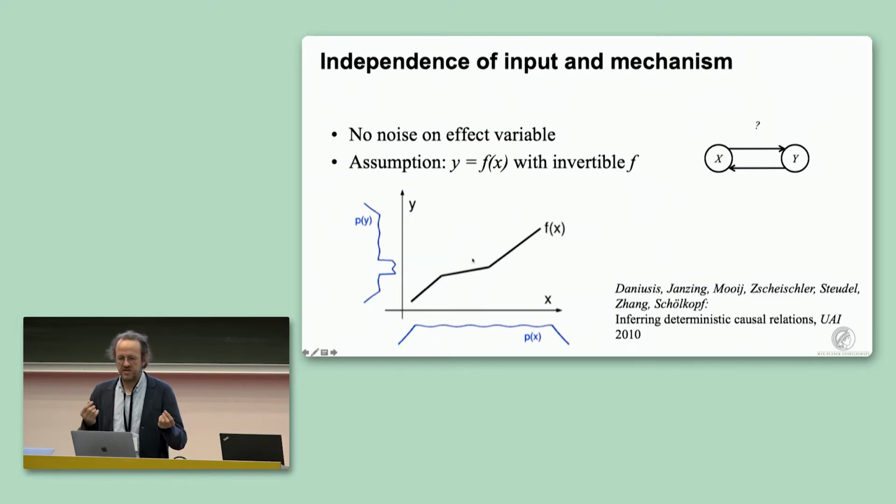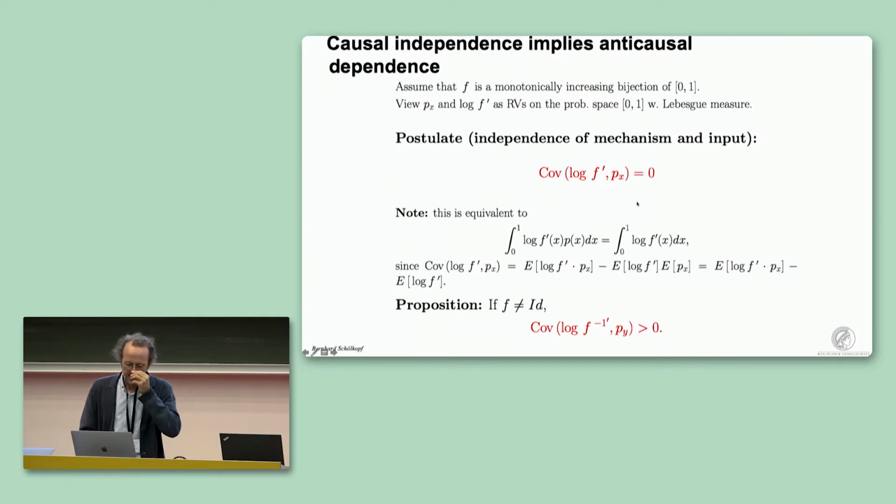So this creates an asymmetry between a cause and effect, and one can formalize this. And there are different possible formalizations. One of them is written here. The details don't matter. But if we assume that a certain type of covariance vanishes in the forward direction, then we can prove that it's strictly positive in the backward direction. So that's maybe just the take-home message.